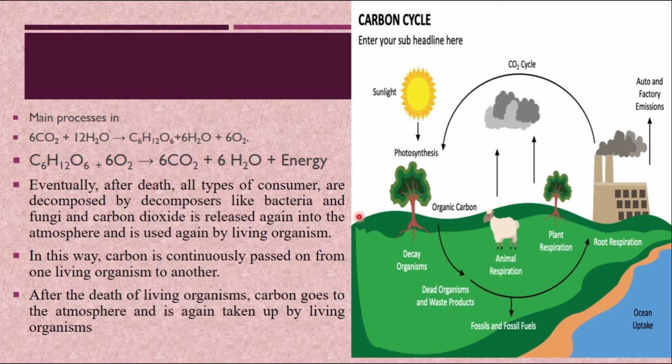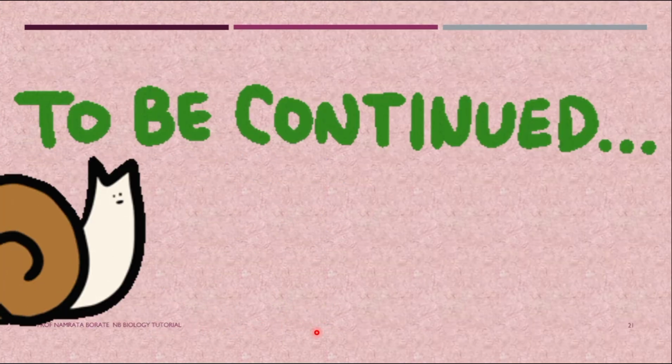Means there is a cyclic flow of carbon dioxide from the atmosphere to the plants, towards the herbivores, towards the carnivores, that is the primary consumer, secondary consumer, and tertiary consumer, and when death occurs it again enters the atmosphere, that is, after decomposition this carbon dioxide again enters the atmosphere. In this way the carbon is continuously passed on from one living organism to another, and after the death of the living organism carbon goes to the atmosphere and is again taken up by living organisms.